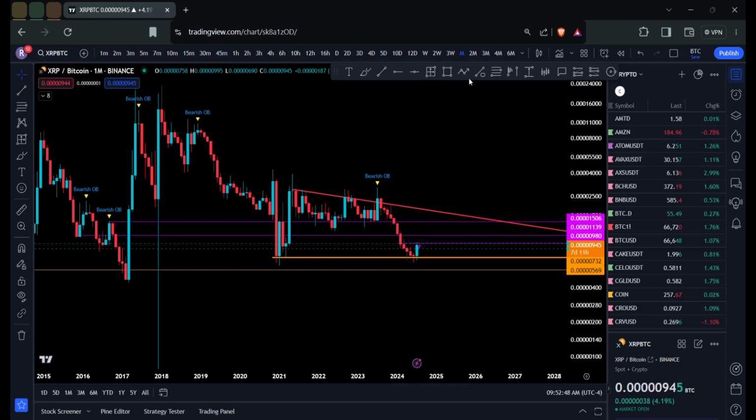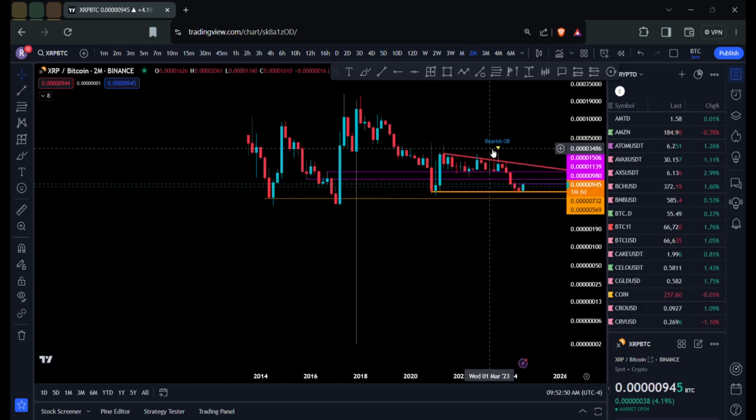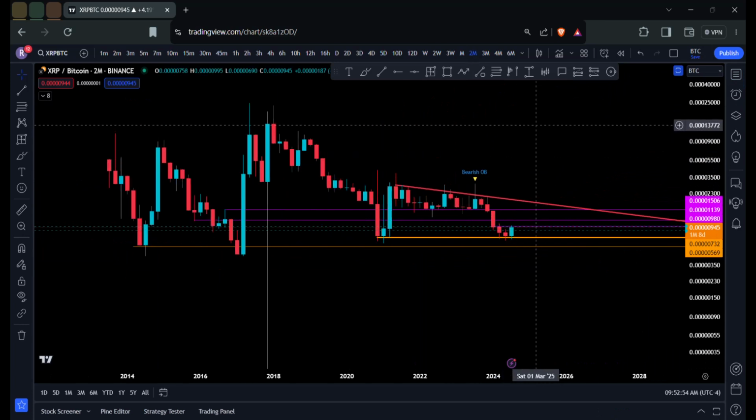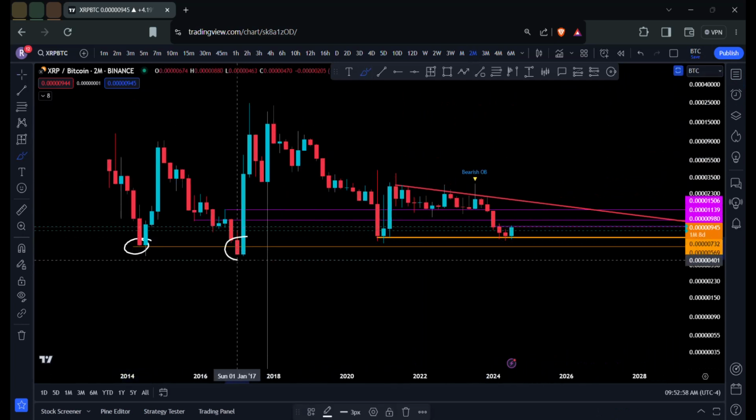And I'll explain. So here is XRP versus Bitcoin. I've been saying this for the longest time. This has only happened 3 other times. What I mean by that is here, here, here. And I like to base my investments off of chart analysis.